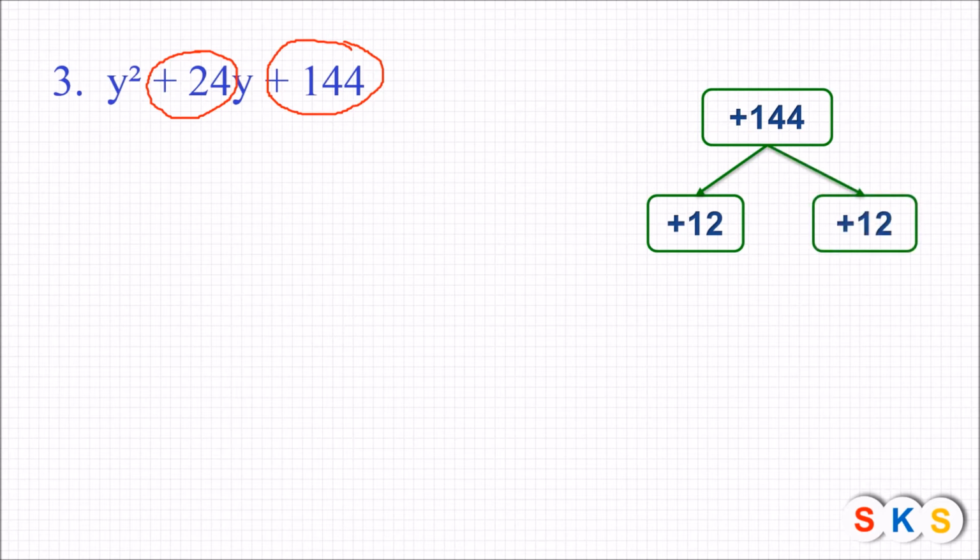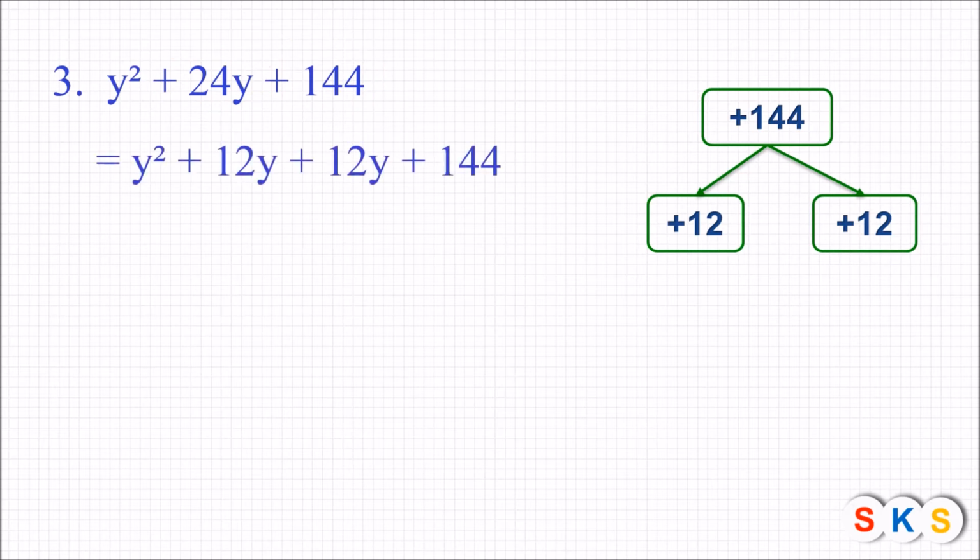Correct? You can see that if I multiply plus 12 with plus 12, I will get plus 144. And if I add plus 12 with plus 12, I'll get plus 24. So what I'm going to do over here is split the middle term. Let's see what we will get. y square plus 12y plus 12y plus 144. You can see that I split the middle term 24y as 12y plus 12y.